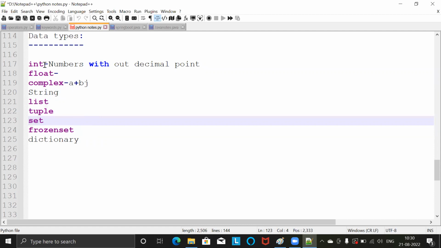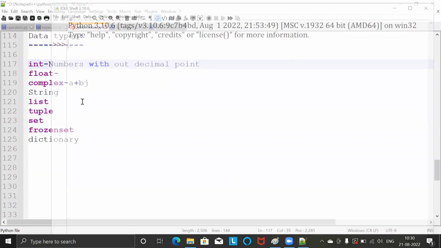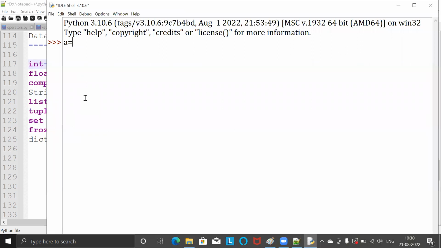And the first one is integer. Integers are numbers without decimals, which we have all studied and used from childhood. Without decimals means 1, 2, 3, 10, 1000, 1999, the common numbers only. A equal to, this is an integer.